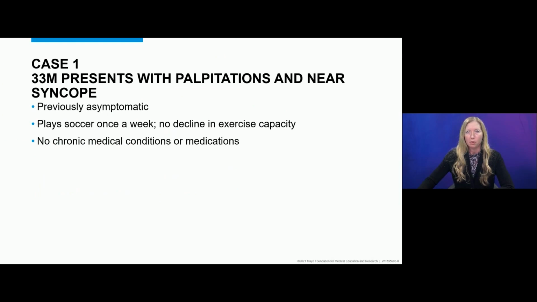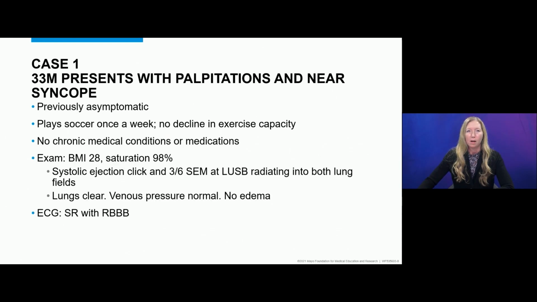It's a 33-year-old man who presents to the emergency department with palpitations and near syncope. So he was previously asymptomatic, playing soccer, doesn't feel there's been any decline in his functional capacity, and he has no chronic medical conditions and is on no medications. On exam, he's mildly overweight, he's not desaturated, he's got a systolic ejection click and a 3 out of 6 systolic ejection murmur radiating into both lung fields, and otherwise no signs of heart failure.